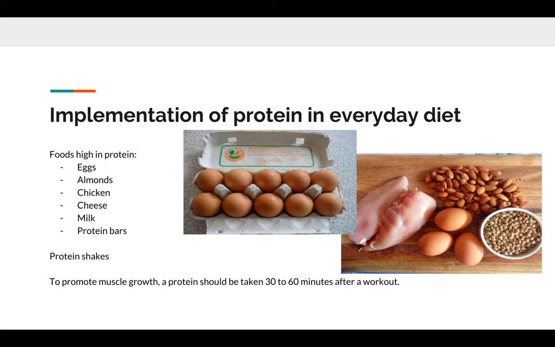Foods high in protein are eggs, almonds, chicken, cheese, milk, protein bars, etc. You can also recommend your patients supplement their diet with some flavored protein shakes. To promote muscle growth, protein should be taken 30 to 60 minutes after a workout.